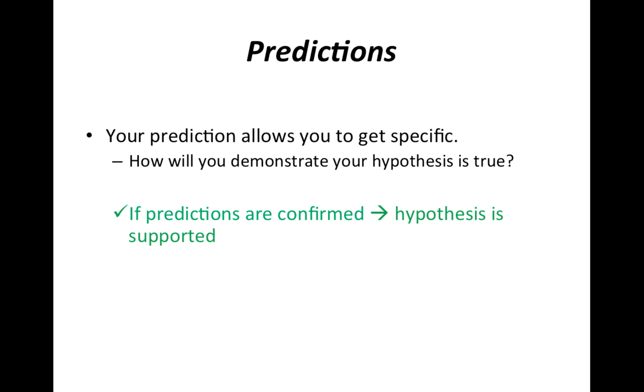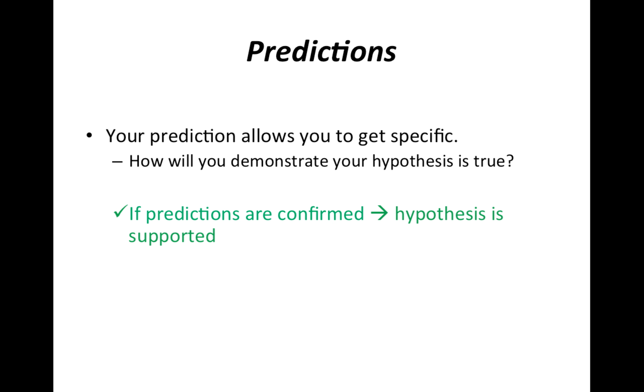So for the example with the caffeine, right, you could say that if caffeine has no influence on sleeping behavior, you wouldn't see that sleep was disrupted. So there would be no reduction in number of hours slept, or it wouldn't influence the quality of sleep, maybe as evidenced by brain waves. So that would be an example of a specific prediction.